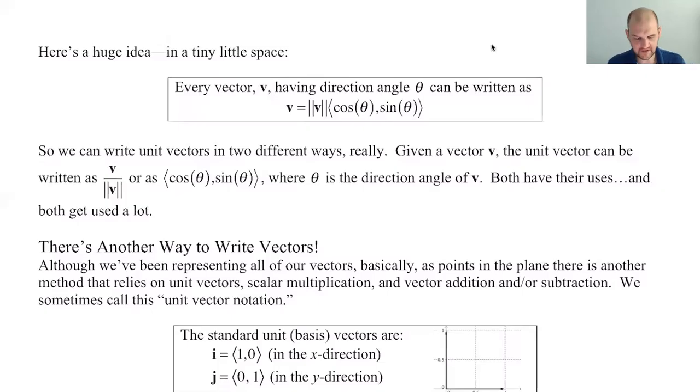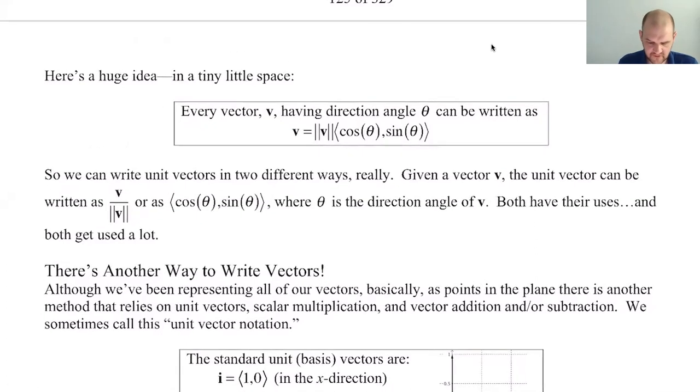All right, we're back. We're on page 126, talking vectors. There's a couple of things at the top of this page, a couple of things you pretty much already know. So this is a big idea. We use it all the time. Every vector can be written as its magnitude times a unit vector in the direction of the vector.